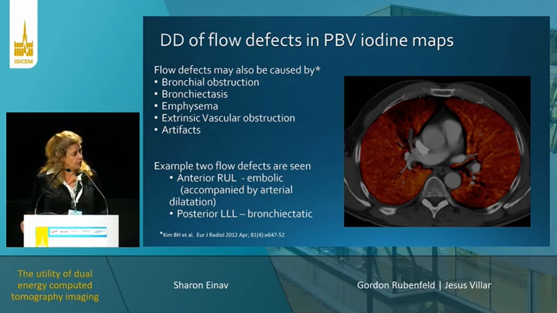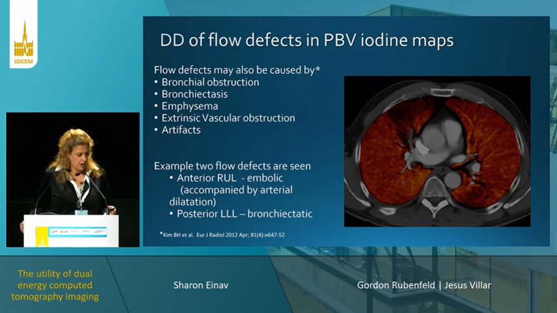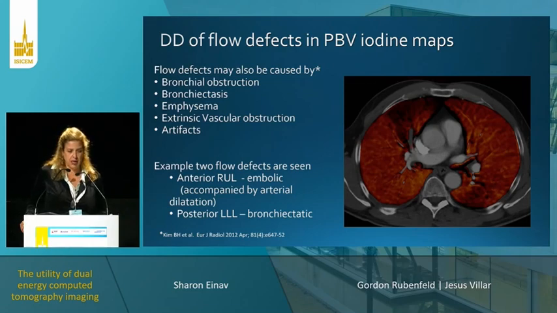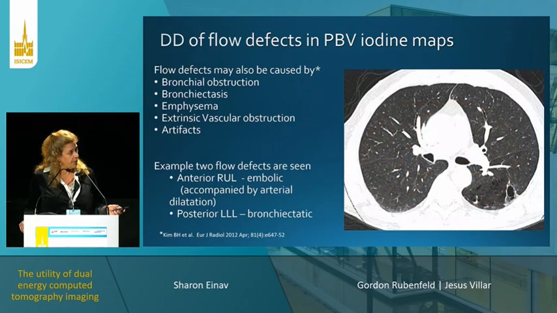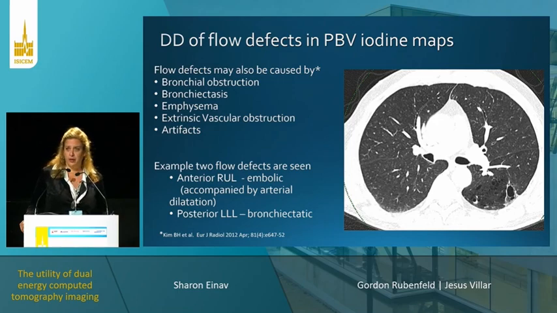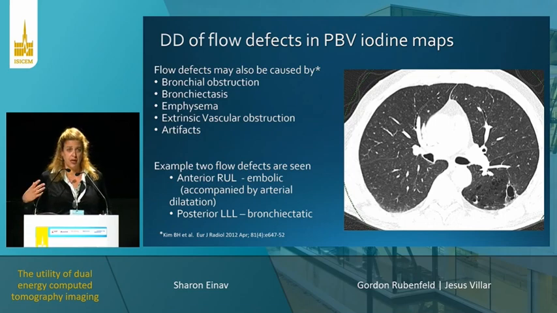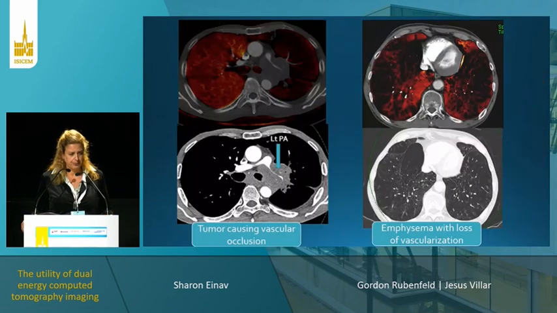In this example, you can see two flow defects, both at the top and at the bottom. However, in a regular CT scan, you can see here that while the anterior flow defect was really a flow defect, the bottom one was caused by bronchiectatic findings. So it's very important to correlate the two scans. While you're looking at one, you need to look at the other in order to understand what you're actually seeing.